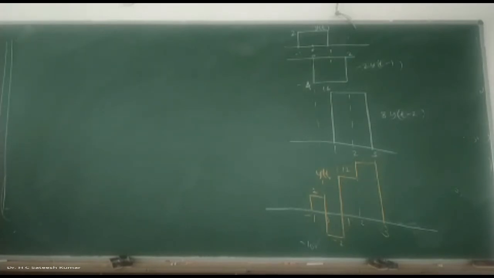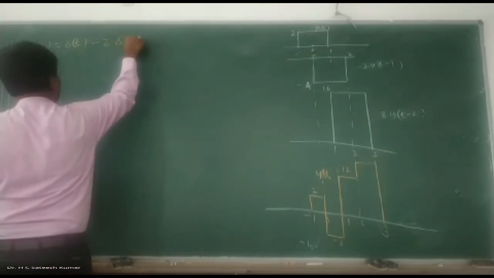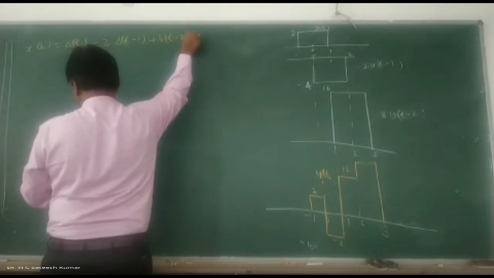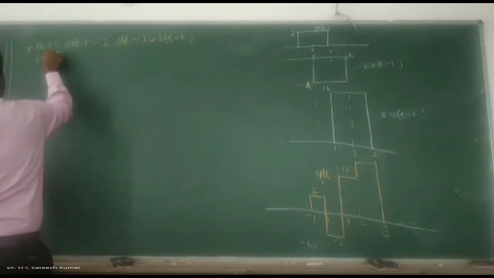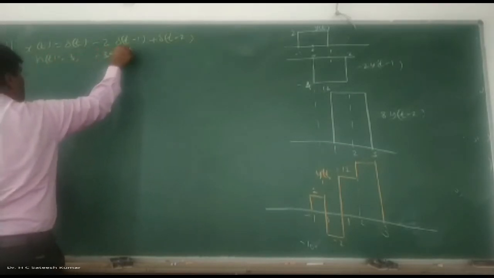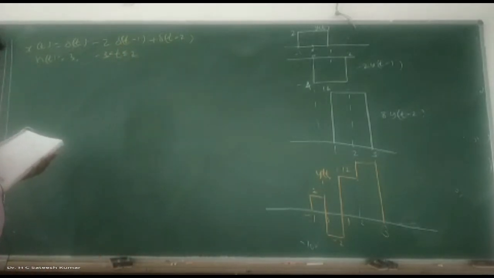Go for one more problem which was asked in the examination. Same type only. X of t is equal to delta of t minus 2 delta of t minus 1 plus delta of t minus 2, and h of t is equal to 3 for t lies between minus 3 to plus 2. Find the convolution and sketch x of t, h of t and y of t. Okay, right? So we can sketch it.